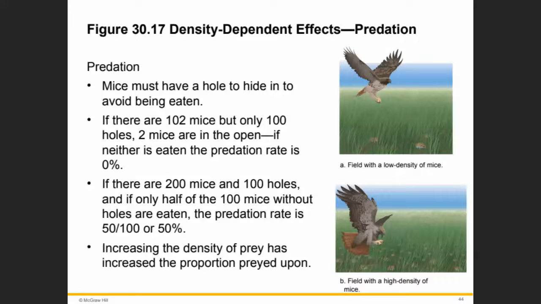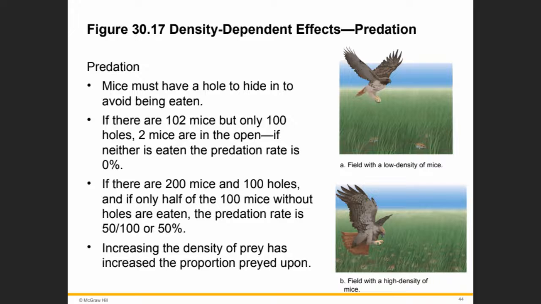If there are 102 mice but only 100 holes, two mice are in the open space. If neither is eaten, the predation rate is then 0%. But if there are 200 mice and 100 holes, and only half, 100 mice, are without holes, the predation rate is 50%. Increasing the density of prey has increased the proportion preyed upon in the open.